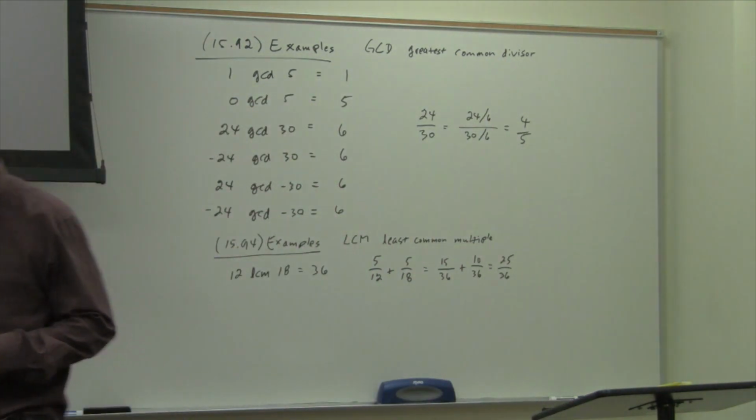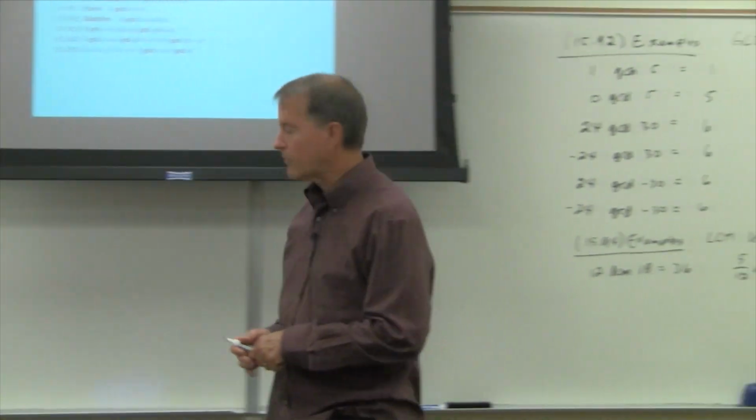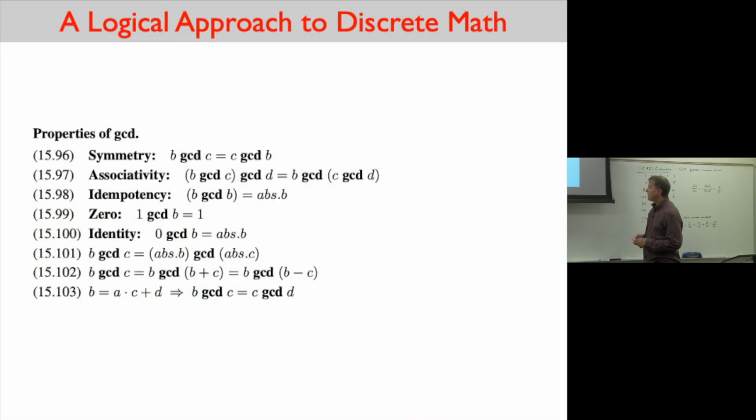So let's take a look at some theorems. 1596 is symmetry of GCD. And actually, 1596 is a homework problem. Proof of 1596 is a homework problem. So how will you solve that? How will you do that?